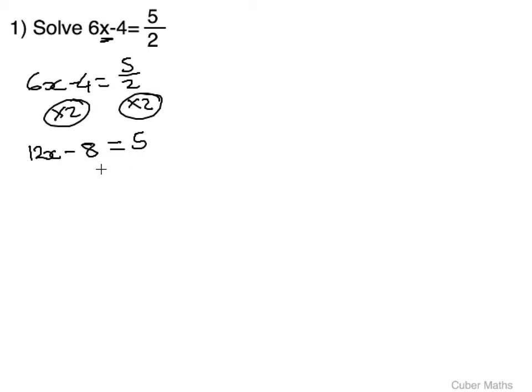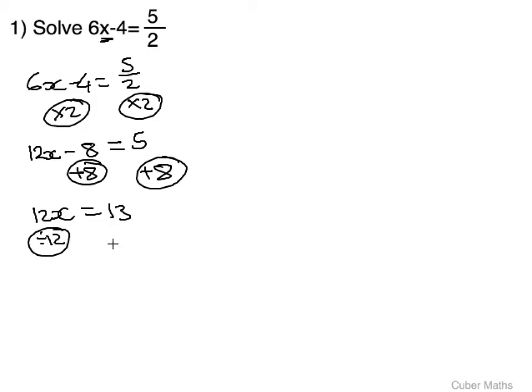Now our next step is to rearrange to get x on its own. So what we're going to want to do is add 8 to both sides. So when we do that on this left hand side here, we end up with 12x minus 8 plus 8, which is just going to give us 12x, is equal to 5 plus 8, which gives us 13. Now to get x on its own, we divide by 12 because we've got 12x. So dividing by 12 would leave us with 1x. So we're going to have x is equal to 13 over 12, and that's it solved.